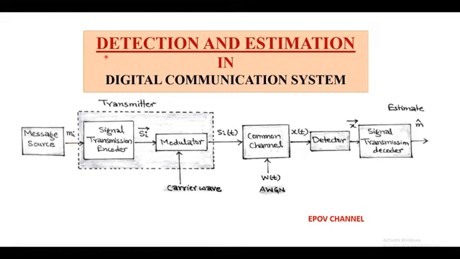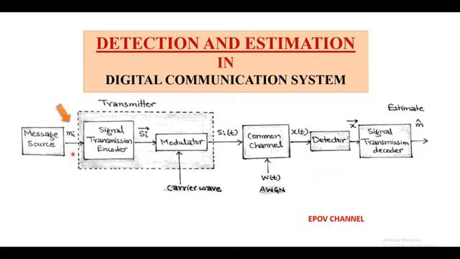Friends, next we discuss the process of detection and estimation in digital communication system. For this, we consider a simple block diagram of the digital communication system. Here the first block is message source, which provides a discrete message in the form of symbol, and it is represented by Mi.